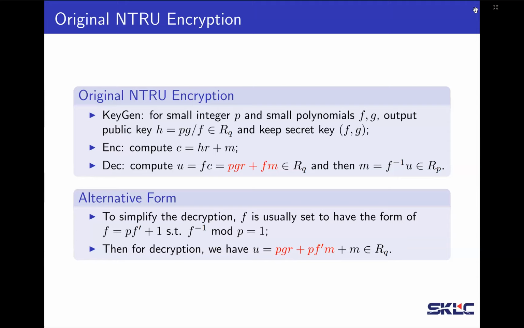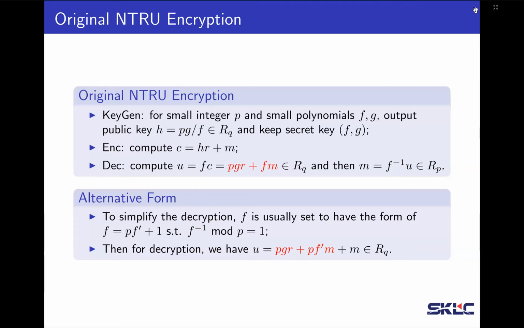To simplify the decryption procedure, f is represented in the form f equals p times f prime plus 1, such that the inverse of f mod p equals 1. Then for decryption, we will have the form u equals p times g times r plus p times f prime times m plus m.